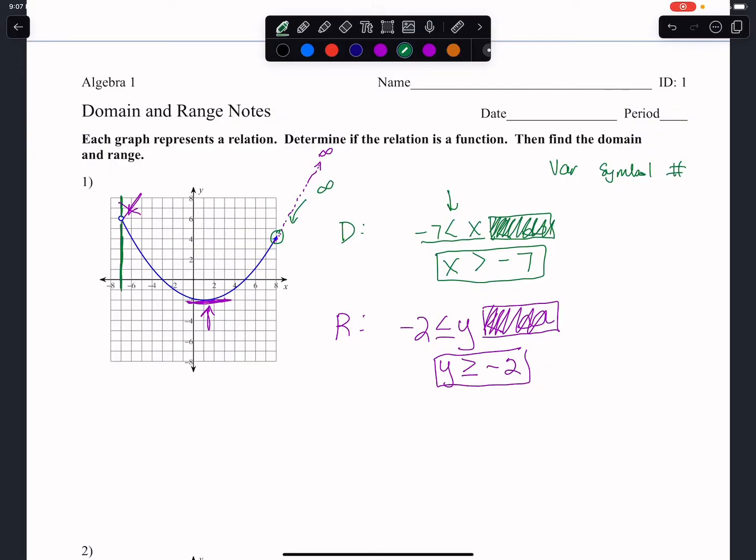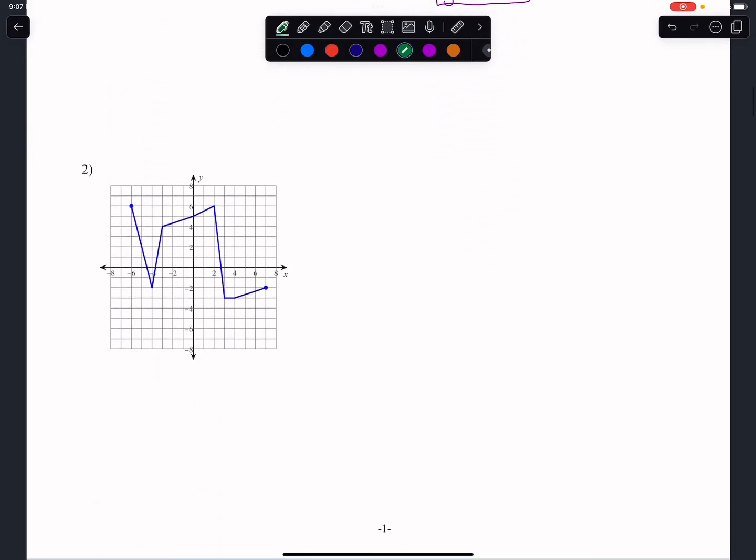Okay, let's do another one. We're going to do a couple of these. Let's look at it. What's the furthest left this thing goes? Before we do that, let's start by doing domain. I'm going to put my X, and then my range is going to be Y. All right, so my domain, let's look at the furthest left.